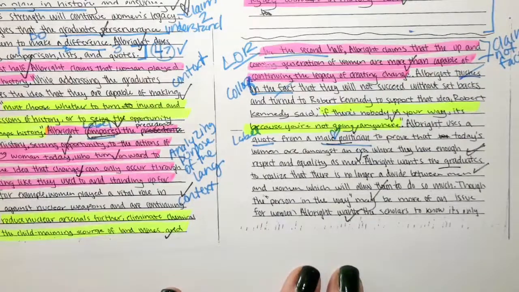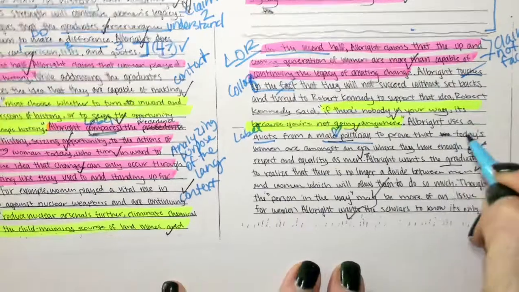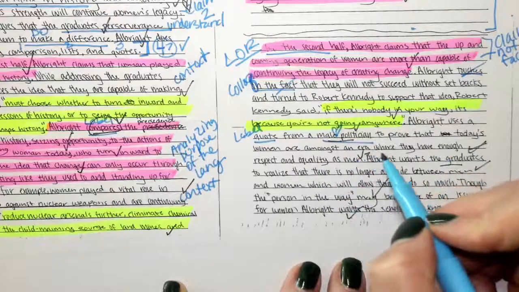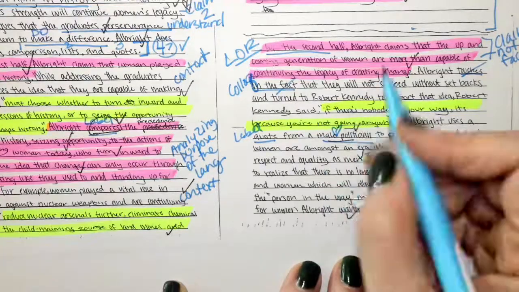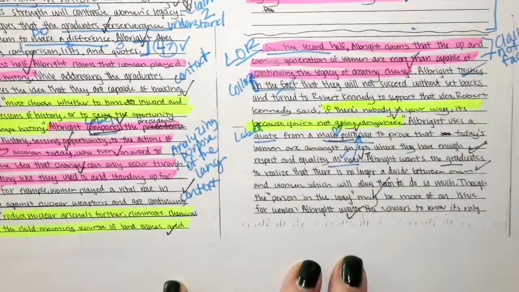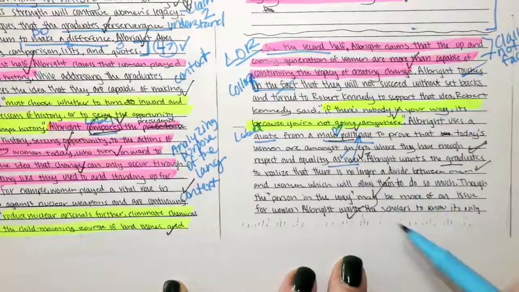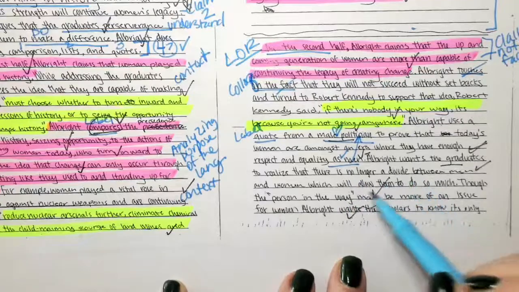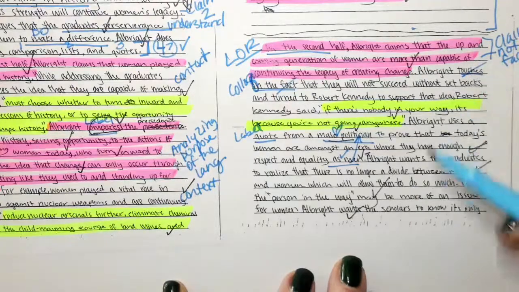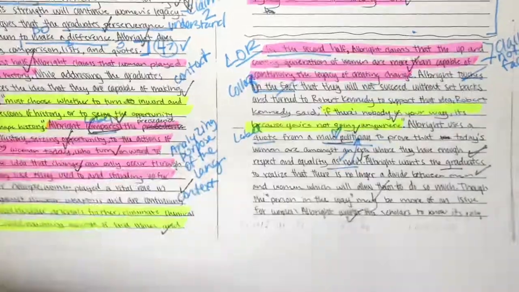Albright uses a quote from a male politician to prove that today's women are amongst an era where they have enough respect and equality as men. Okay, that's connecting back to that value. Albright wants the graduates to realize that there is no longer a divide between men and women, which will allow them to do so much. Though the person in the way may be more of an issue for women, Albright wants the scholars to know it's only a part of reaching success.